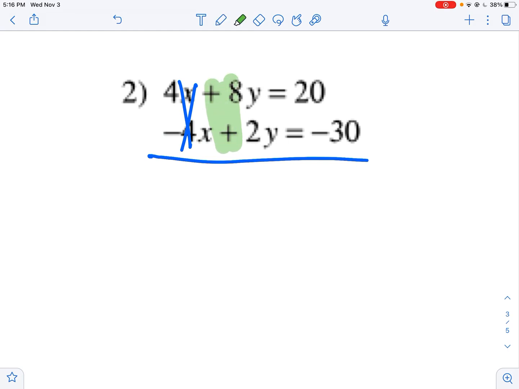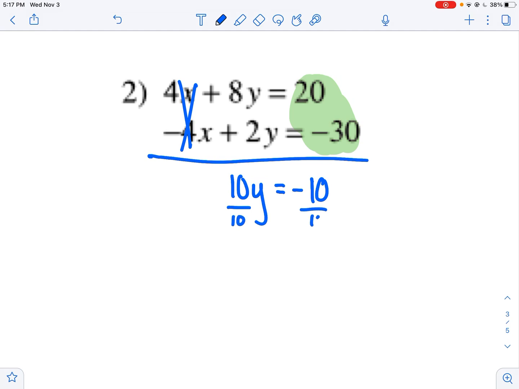And then for my y's, I have 8 y's and 2 y's, so together I've got 10 y's. And then if I combine my other set of like terms, positive 20 minus 30, well, I have more negatives than I have positives by 10. So 10y equals negative 10. And I see multiplying, so I can divide by 10 on both sides, and y would be negative 1.